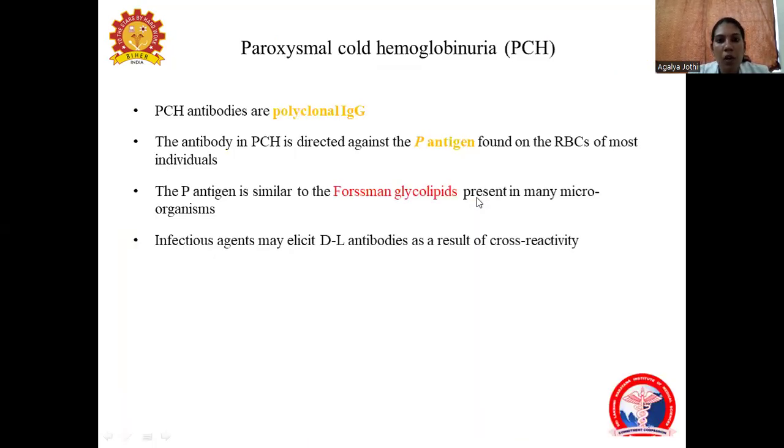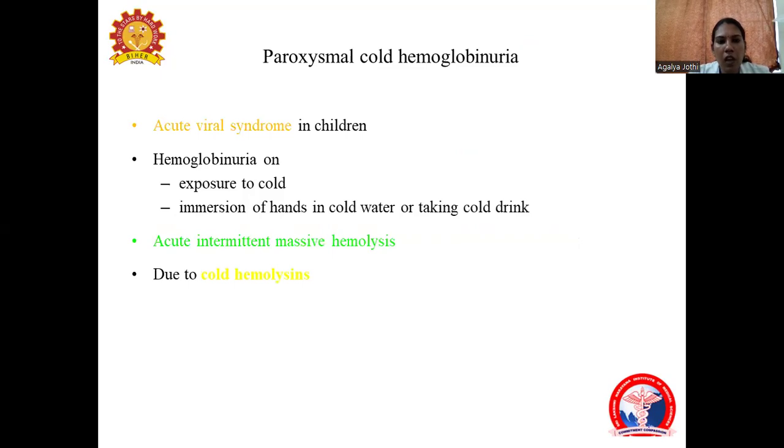Coming to paroxysmal cold hemoglobinuria. Here the paroxysmal cold hemoglobinuria antibodies are polyclonal IgG type. The antibodies in PCH are directed against the P antigen found on the RBCs of individuals. The P antigen is similar to the phosphoglycan present in many microorganisms. Infectious agents may elicit Donath-Landsteiner antibodies as a result of cross-reactivity.